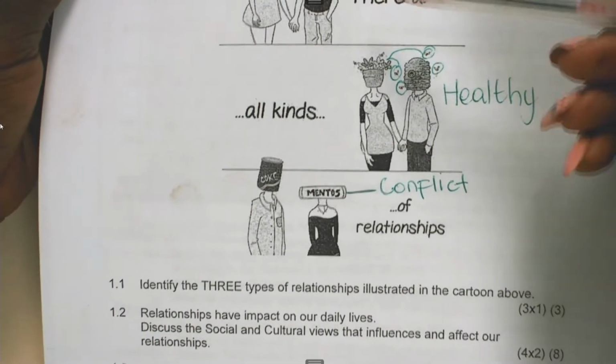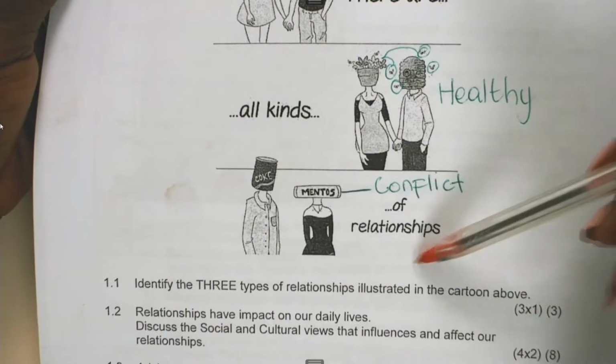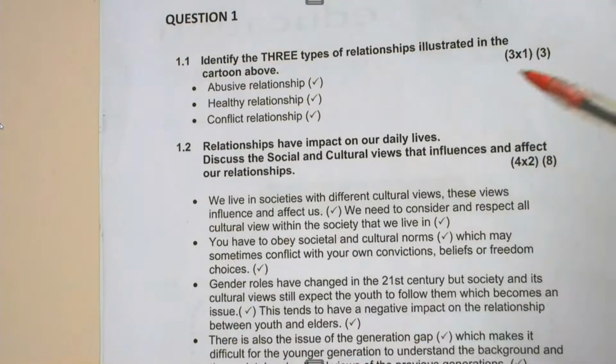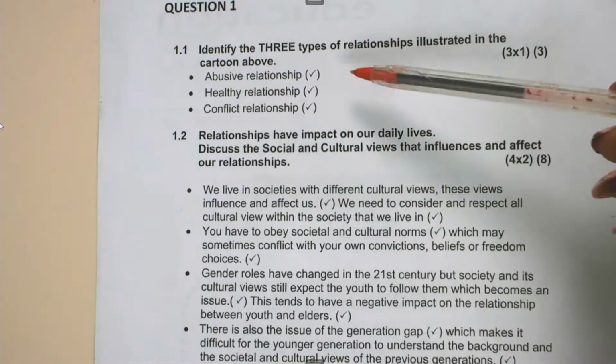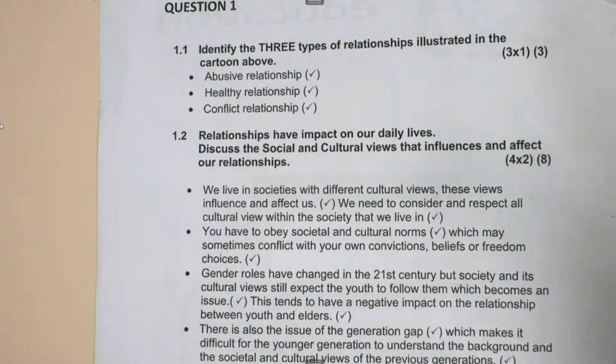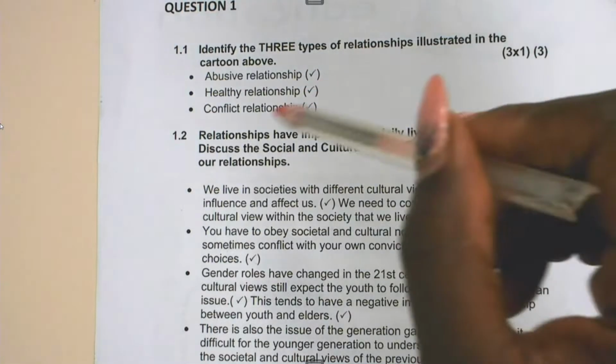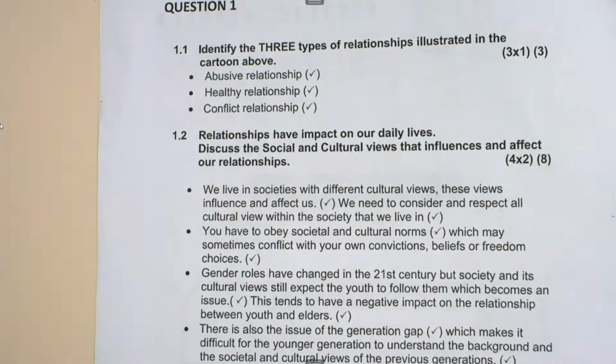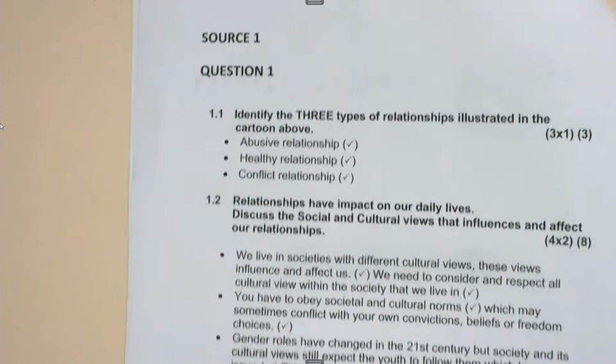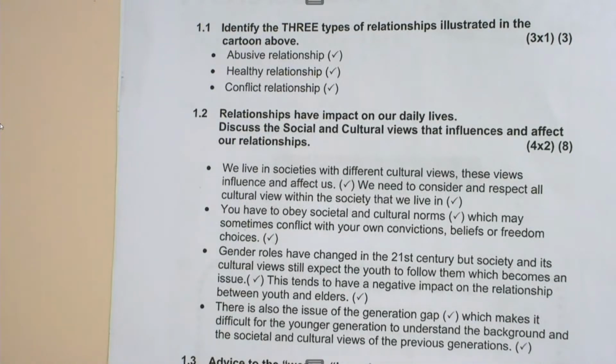Hence, they said there are all kinds of relationship. So, the answers: some learners will elaborate, but pick the ones that are right, because sometimes they'll be writing something that is very long. Please, colleagues, it's 1 mark per relationship that the learner has outlined. The second question, colleagues, says: relationships have impact on our daily lives. Discuss the social and cultural views that influence and affect our relationships.